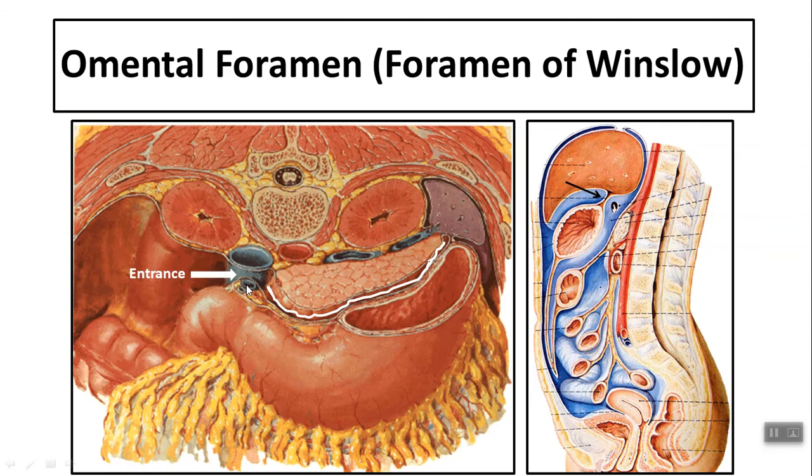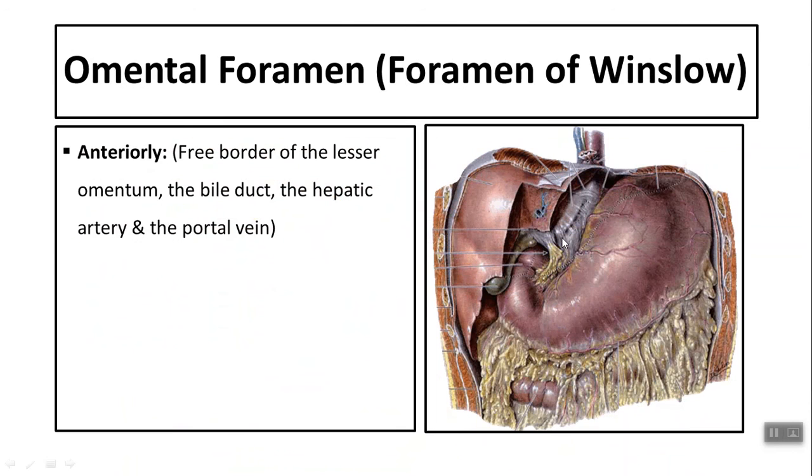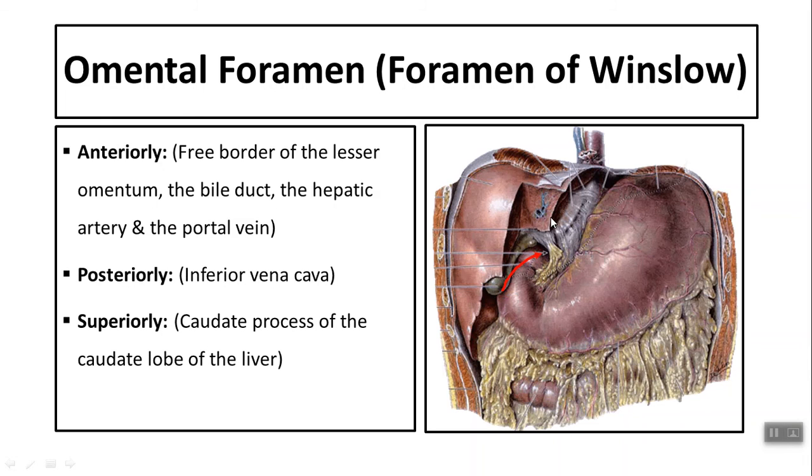What are the boundaries of the omental foramen? We can see here that anteriorly is the free border of the lesser omentum, containing the bile duct, hepatic artery, and the portal vein. This is the epiploic foramen. Posteriorly is the inferior vena cava, superiorly is part of the liver, which is called the caudate process or the caudate lobe of the liver, and inferiorly we have the first part, or first inch, of the duodenum.